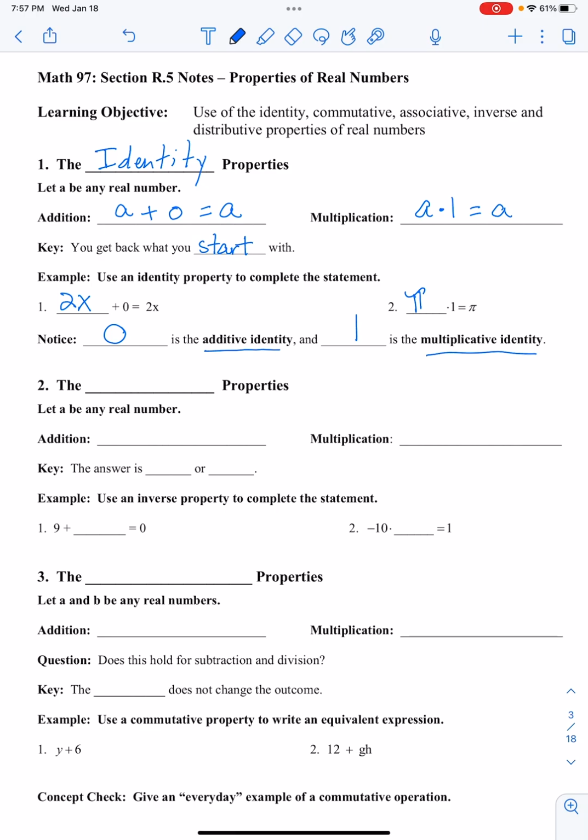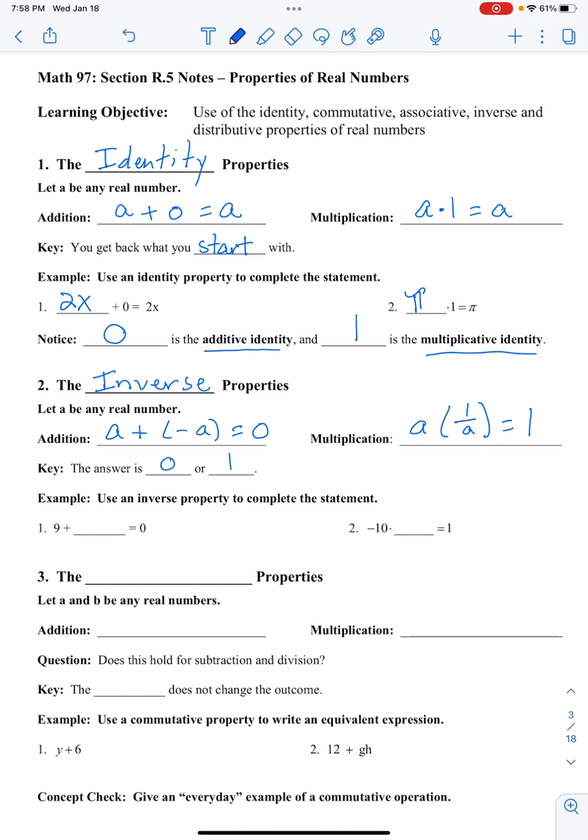The next property is the inverse property. The inverse property for addition says the following. A plus negative A is equal to 0. And for multiplication, A times 1 over A is 1. So the answer for using the inverse is either 0 or 1.